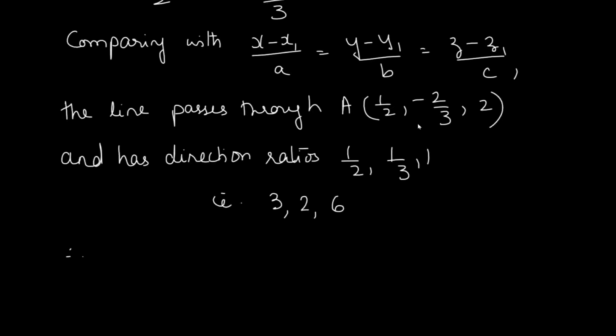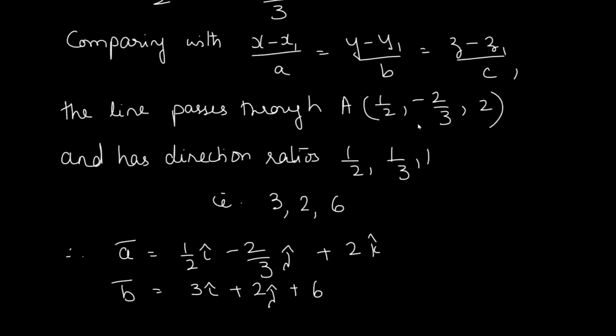And therefore from that, since the line passes through A, 1 upon 2, minus 2 upon 3 and 2, we have a bar, the position vector of A, which is given as 1 upon 2 i minus 2 upon 3 j plus 2k. And similarly, the vector which is parallel to the line is given by the direction ratios of the line. So the vector which is parallel to the line is usually b bar. b bar is 3i plus 2j plus 6k, because the direction ratios of the line are 3, 2 and 6.